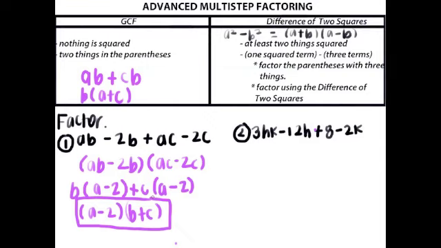And if you want to check that yourself, all you have to do is FOIL them, or multiply them together, and you should get back to the original problem. Okay?